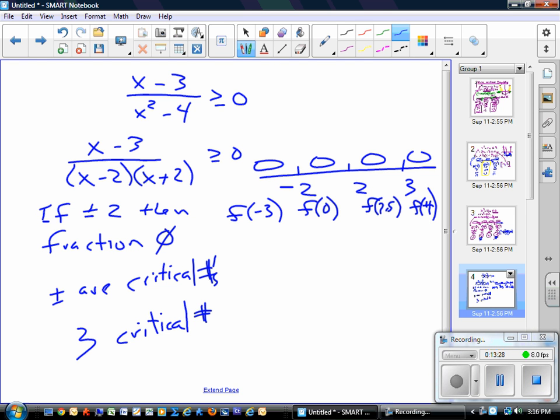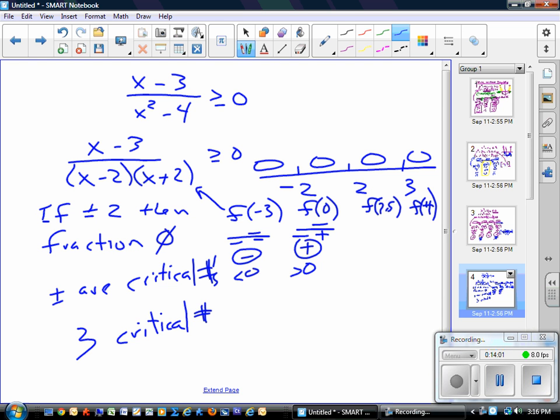Plugging in a -3, and I'm going to once again plug into my factored form. I get a negative on top, and a negative and a negative on the bottom, which goes to a negative. That value is less than 0, not something I want. When I plug in a 0, I get a negative on top, negative, positive on bottom, which gives me a positive, which is greater than 0. And that's something I do want to know about.